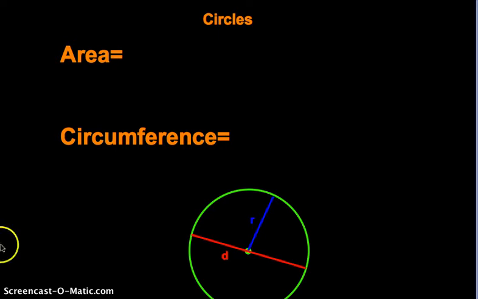Welcome everybody. Today's lesson is all about circles. We're going to discuss how to find the area of a circle, the circumference of a circle, arc length, and the area of a sector. So fasten your seatbelts, here we go.